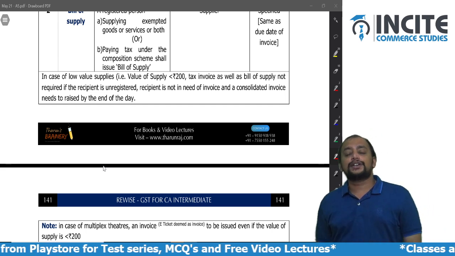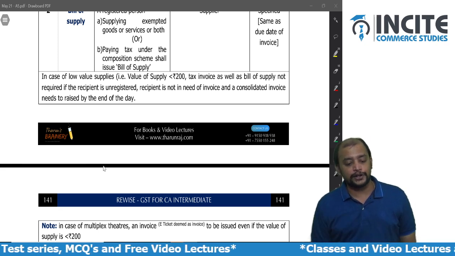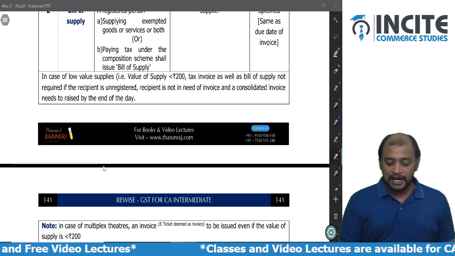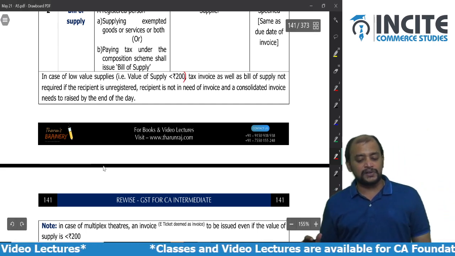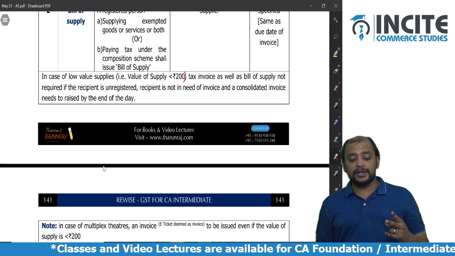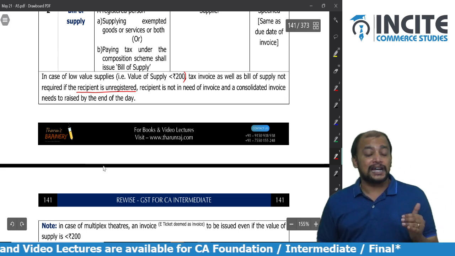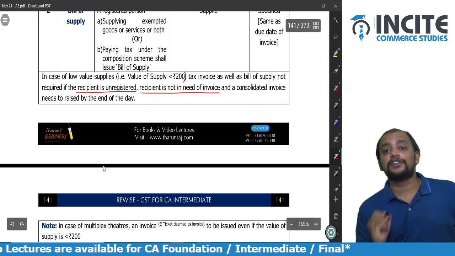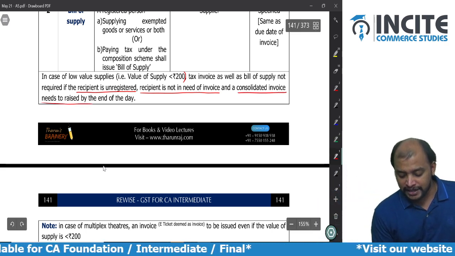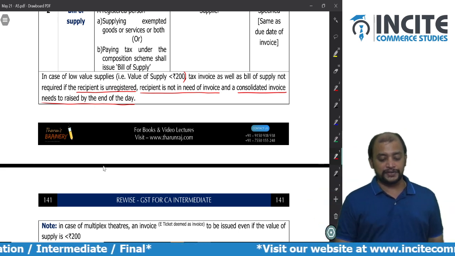Okay. So that is about the consolidated tax invoice in case of low value supplies. Understood or not? So in case of low value supplies, that is value of supply less than 200, tax invoice as well as bill of supply is not required if the recipient is unregistered and the recipient is not in need of invoice. So first condition, recipient is unregistered. The second condition, recipient is not in need of invoice, and a consolidated invoice needs to be raised at the end of the day.